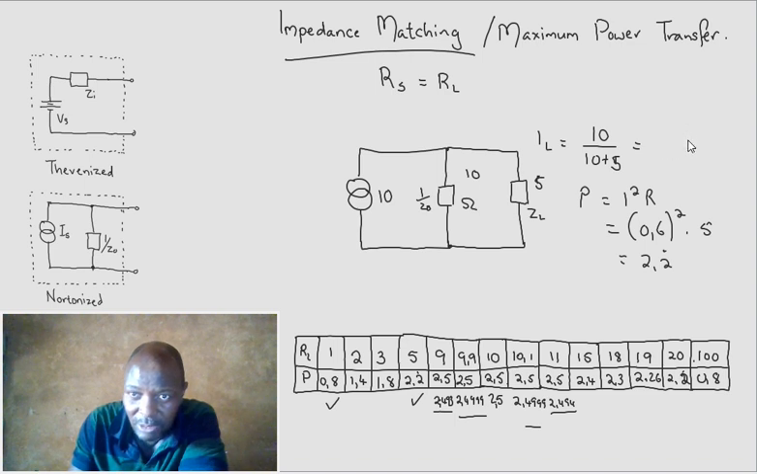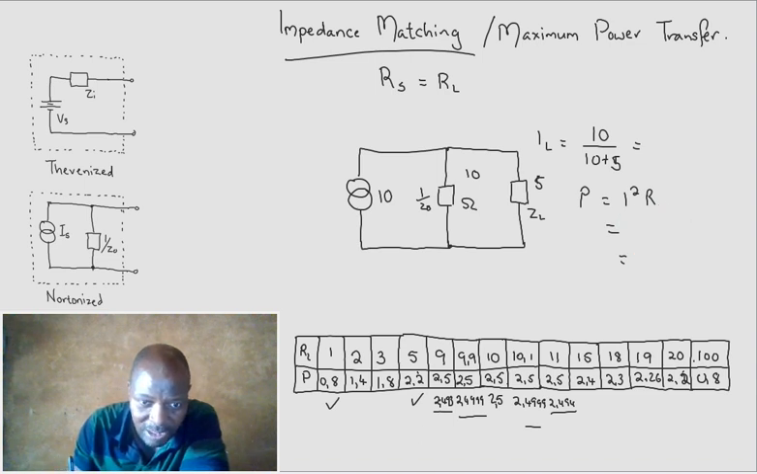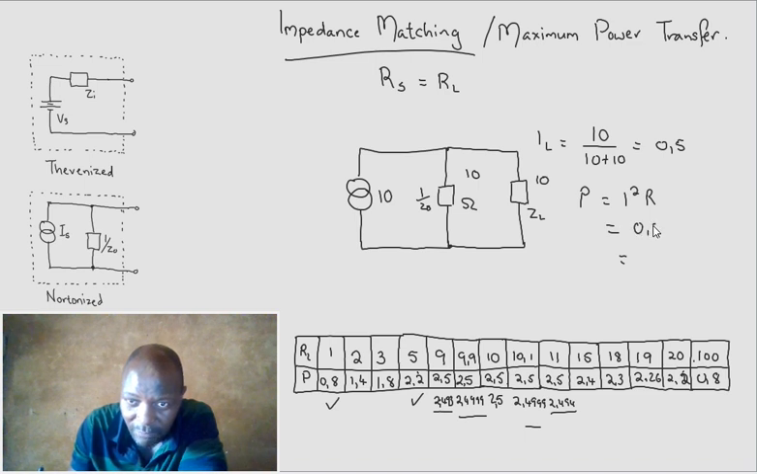Let's prove it. This is when the two are equal. So this is 10, and this is 10. So it's 10 over 10 plus 10. That is 0.5. And then 0.5 squared will give us 0.25. 0.25 times 10, which is 2.5. And that's exactly our maximum power.